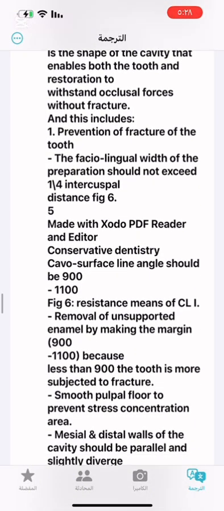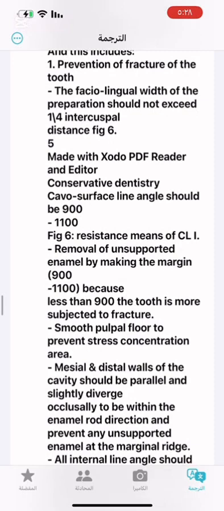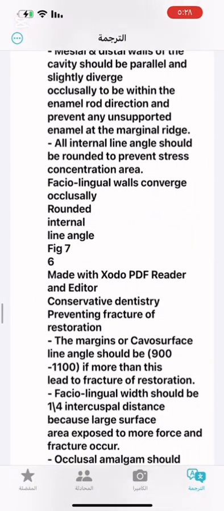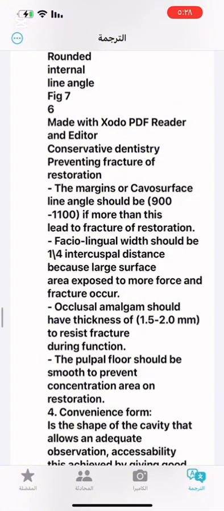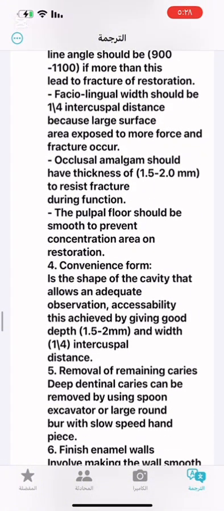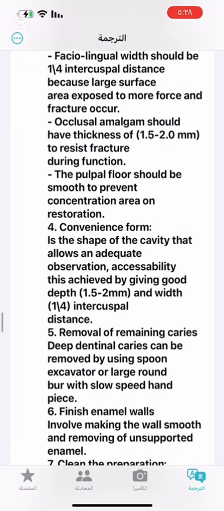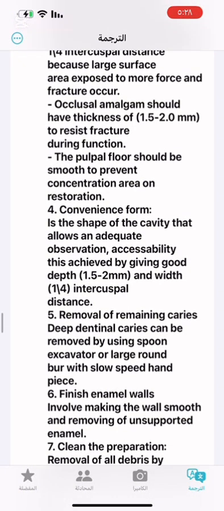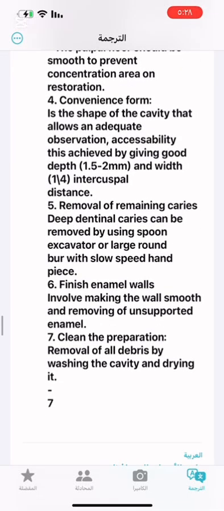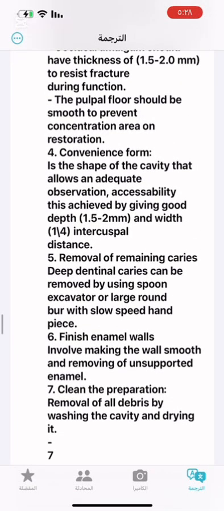Steps in the cavity preparation, given by G.V. Black: obtain outline form; obtain resistance form; obtain retention form; obtain convenience form; removal of remaining carious dentin; finishing of enamel walls and margins; performing the toilet of the cavity.